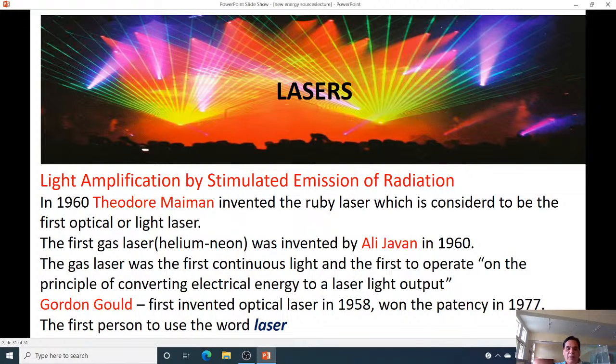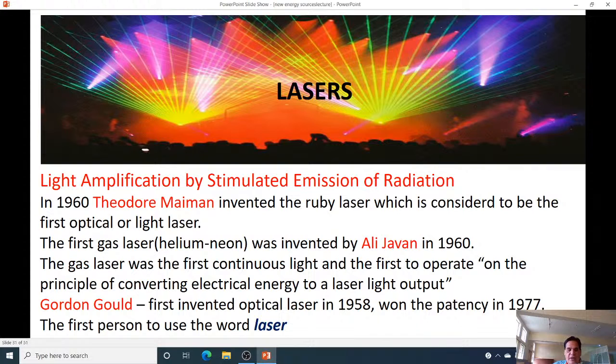The most important part here, where a short note is always asked these days, is the energy sources, the lasers. Everybody must be able to write down something on lasers. So laser is an important energy source. What do you mean by laser? Everybody knows.